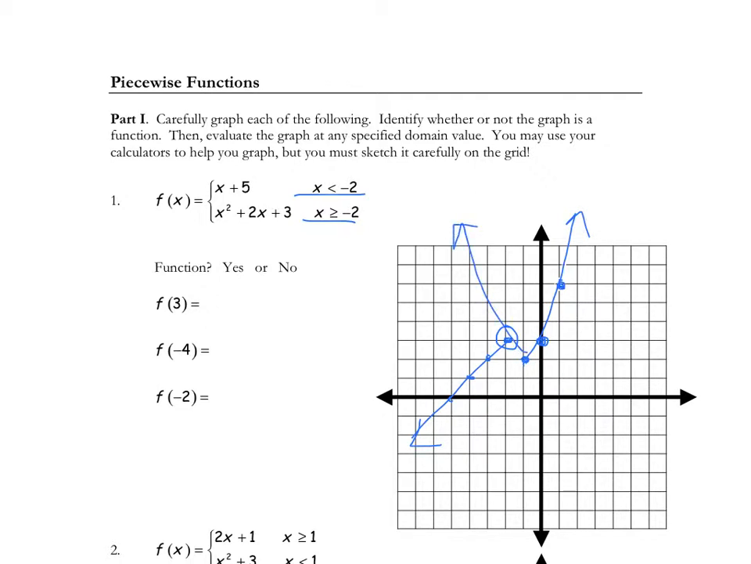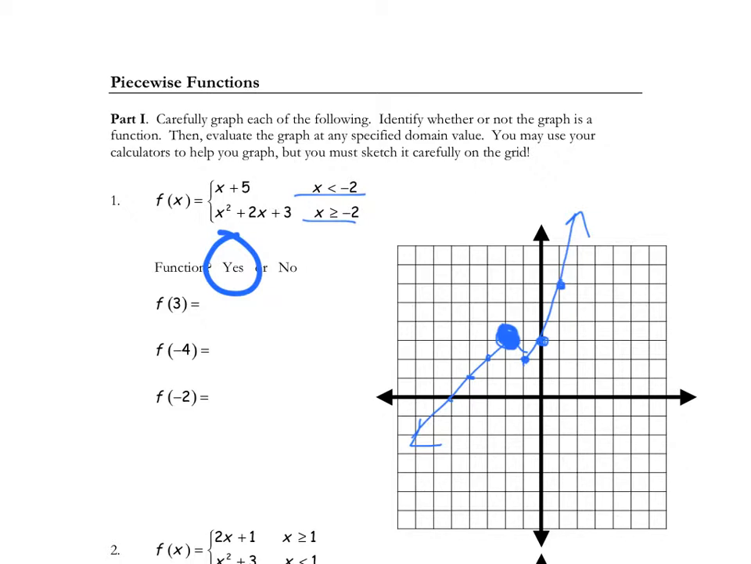However, I have a restriction. X must be greater than or equal to -2. Therefore, I don't want all values to the left of that, so I'm going to erase them. And since it's less than or equal to, I would fill in this circle. So it's now a closed circle. A closed circle will take priority over an open circle. As you can see, my f of x function is a function because it passes the vertical line test. So yes, it is a function.